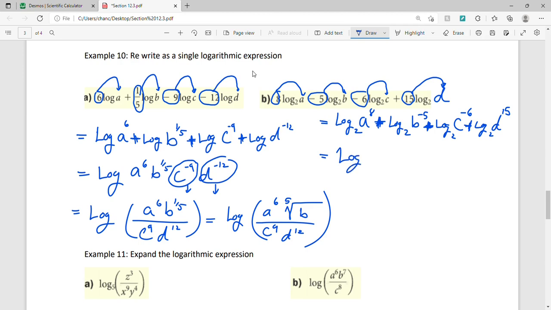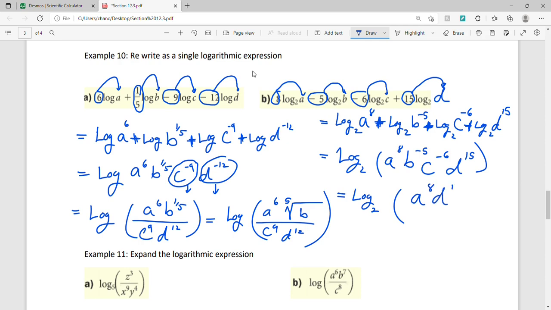This is log base 2 of a to the 8th, b to the negative 5, c to the negative 6, d to the positive 15. We can bring all of those negative exponents to the bottom, leaving the positive ones on top. A to the 8th, d to the 15th on top, b to the positive 5, and c to the positive 6 is now on the bottom. And we can't simplify it any further. We're done with this problem.